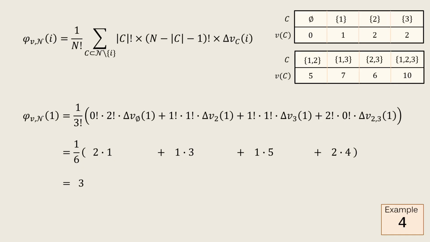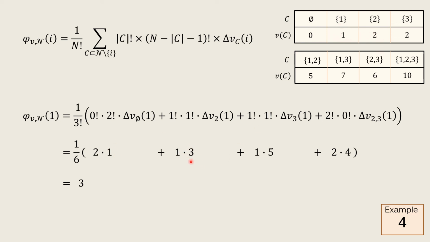Example 4. Now we'll look at our familiar game here, which we know is convex. These are the coalitions, and these are the values of the corresponding coalitions. Now, we use this expression to compute the Shapley value of agent 1. So the agent's Shapley value turns out to be 3. This 1 here corresponds to this 1.